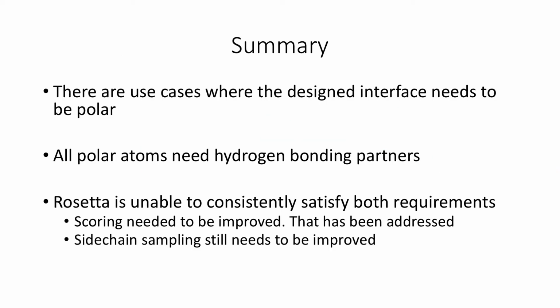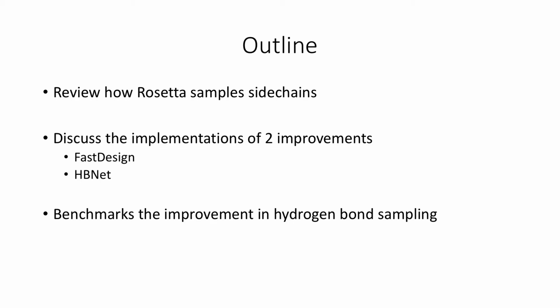So just to summarize up to this point, there are cases where designed interface proteins need to have polar atoms, but these polar atoms need hydrogen bonding partners in the bound state. So those are two restrictions, and Rosetta, as of that study a few years ago, is unable to consistently satisfy both of those requirements for two reasons: scoring and sampling. Scoring's been worked on. As far as we can tell, it's improving, and there's plenty of work going into that. Sampling still needs to be improved, and that is today's goal.